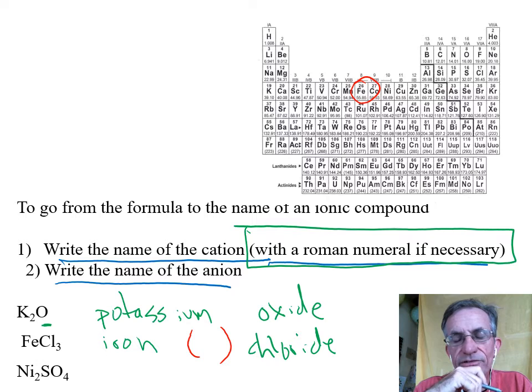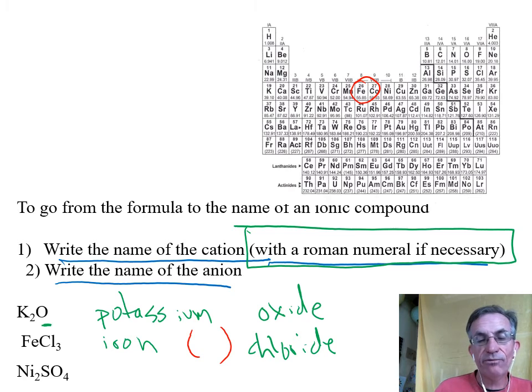You have a guess, Roman numeral or not? Well, this is one where we need it. Iron does not always do the same thing, so we need a Roman numeral with iron. So iron needs a Roman numeral. So now we're going to have to figure out what it is.